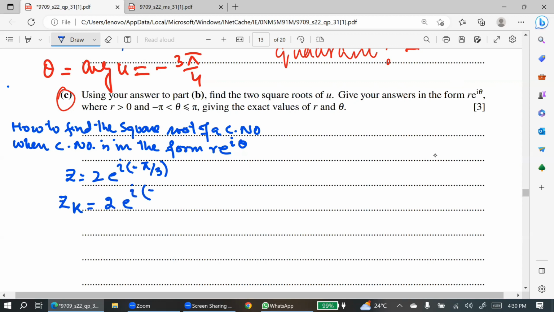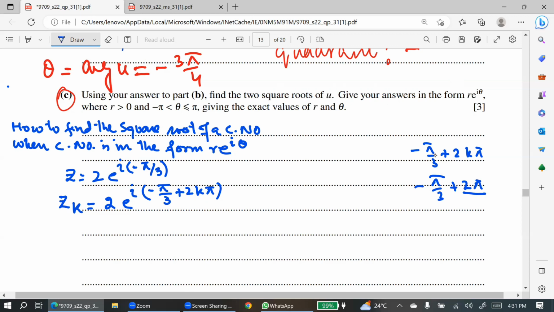We will add 2k pi in the argument. If we add 2k pi in the argument, when k is equal to 0, the argument is minus pi by 3 plus 2k pi. When k is equal to 0, it is minus pi by 3. The angle will move 360 degrees clockwise and the angle is at the same position.